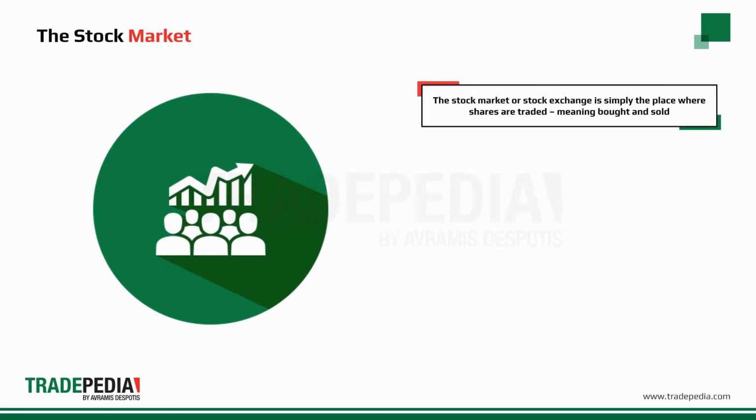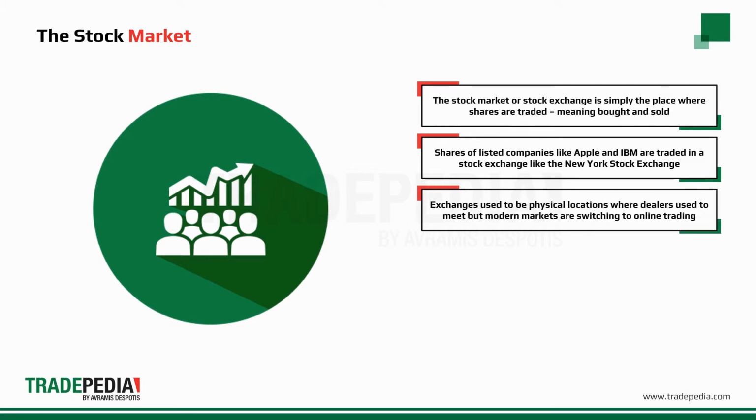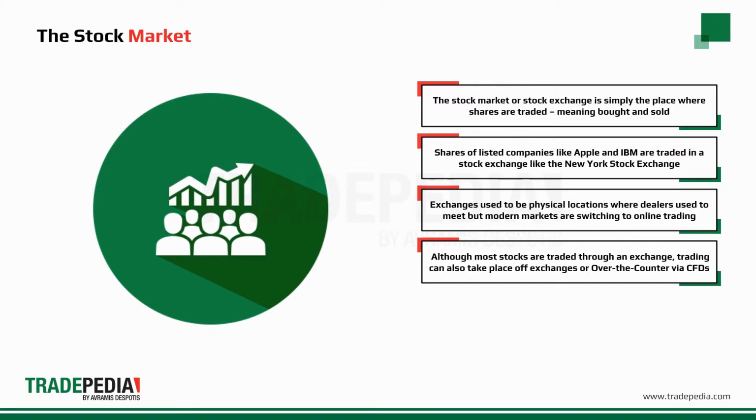The stock market or stock exchange is simply the place where shares are traded, meaning bought and sold. Shares of listed companies like Apple and IBM are traded in a stock exchange like the New York Stock Exchange. Exchanges used to be physical locations where dealers used to meet in person, but modern markets are switching to online trading. Although most stocks are traded through an exchange, trading can also take place off exchanges or over-the-counter via CFDs.